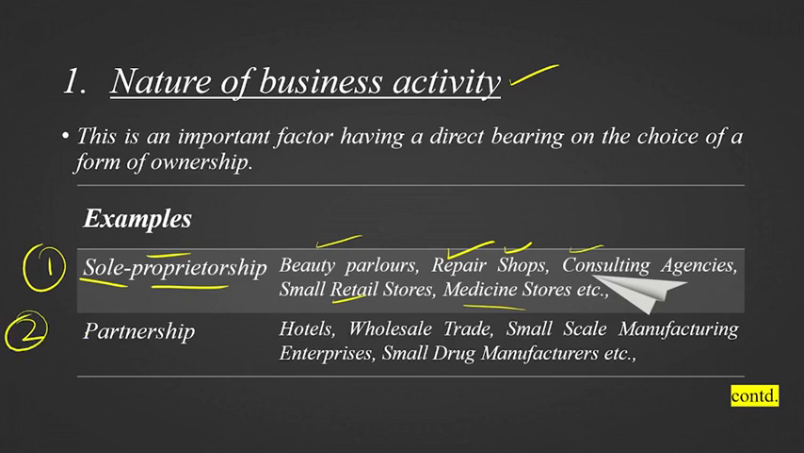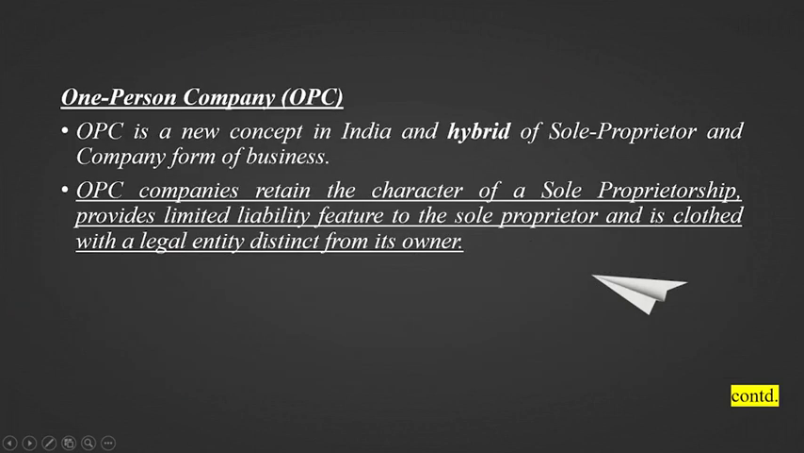Next we come to partnership. In partnership, usually the capital required is a little more as compared to a sole proprietor. That is why you are joining hands with somebody, maybe a friend, family member or any other business partner. So when you want to open a hotel or small scale manufacturing, wholesale trade, drug manufacture, whatever, these are just examples, but what you should keep in mind is the nature of the business or the size of the business.